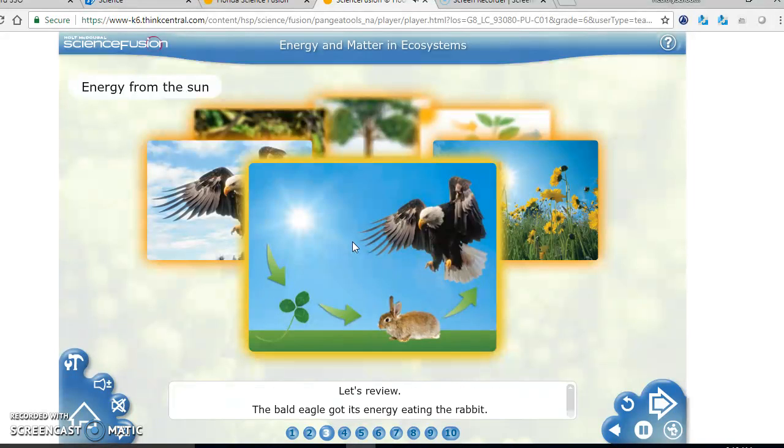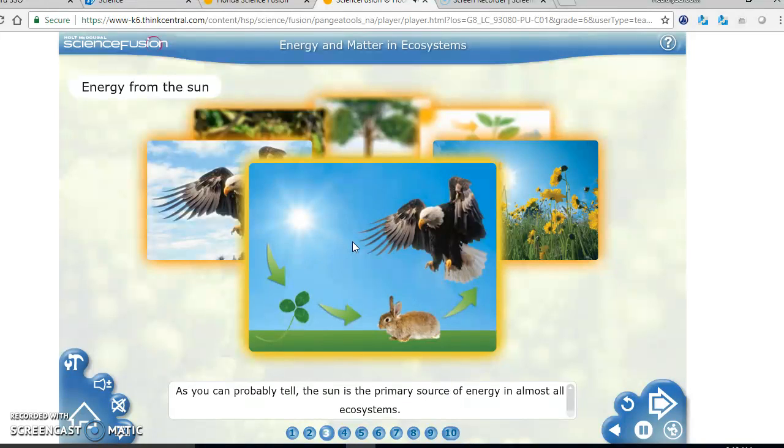Let's review. The bald eagle got its energy from eating the rabbit. The rabbit got its energy from eating the plant. The plant got its energy from the sun. As you can probably tell, the sun is the primary source of energy in almost all ecosystems.